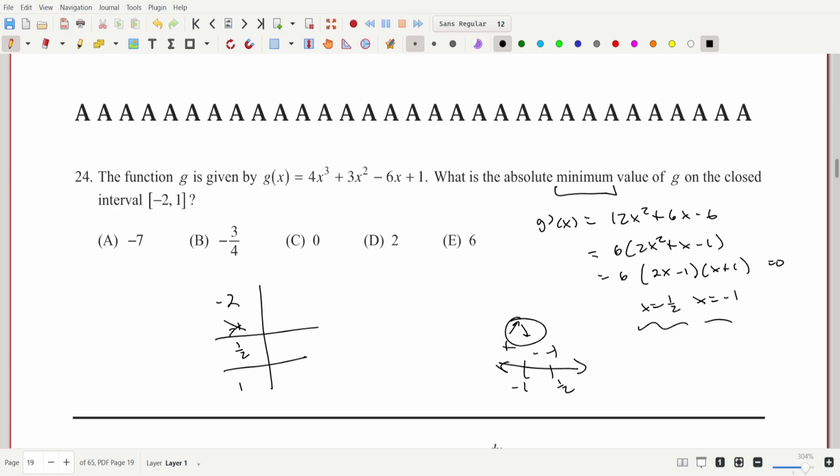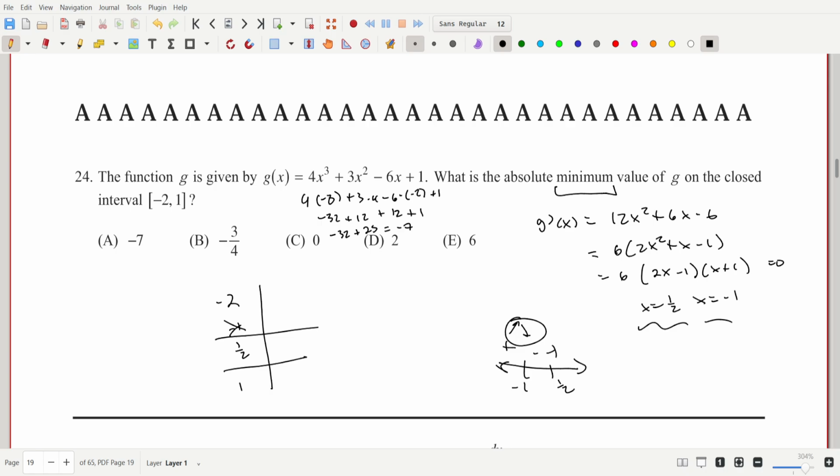Plug in negative 2. Oh boy, if you like synthetic substitution, you can do it. I'm just going to plug it in. 4 times negative 8 plus 3 times 4 minus 6 times negative 2 plus 1. That's negative 32 plus 12 again plus 1. That looks like negative 32 plus 25, which is negative 7.